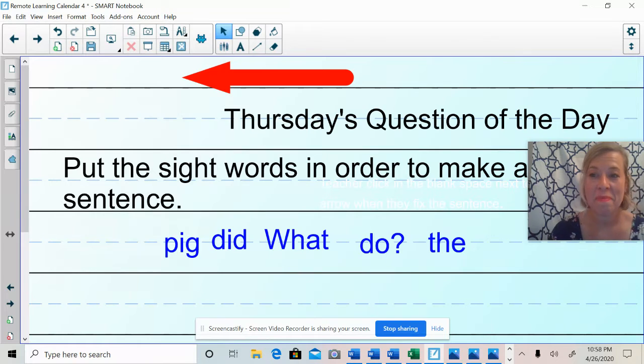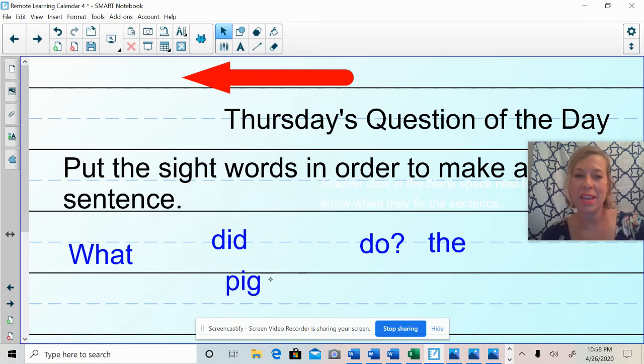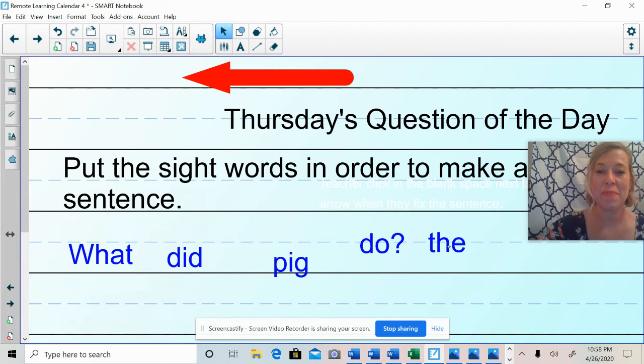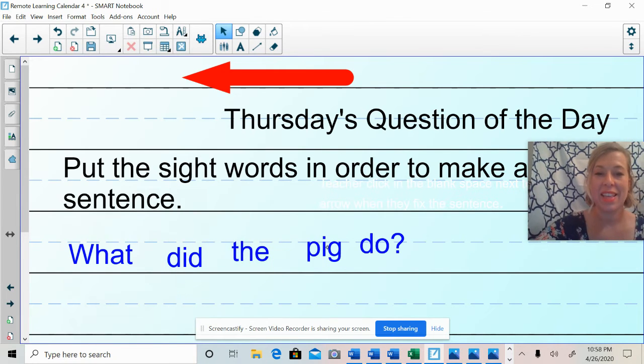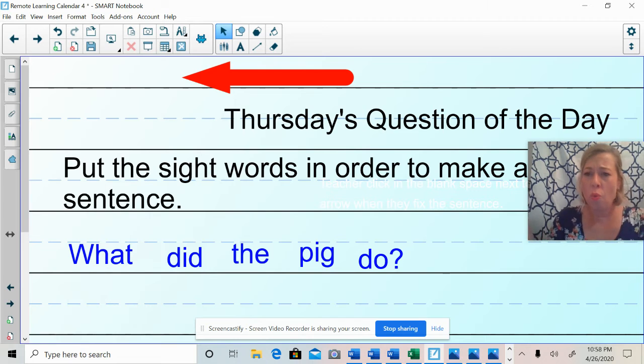Are you ready? The first word should be what. The second word should be did. Whoops. The next word should be the. Then pig, then do. Read it with me. What did the pig do?